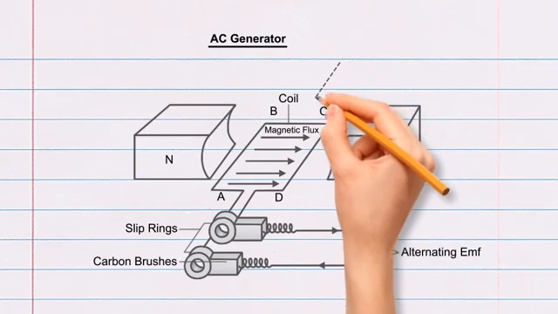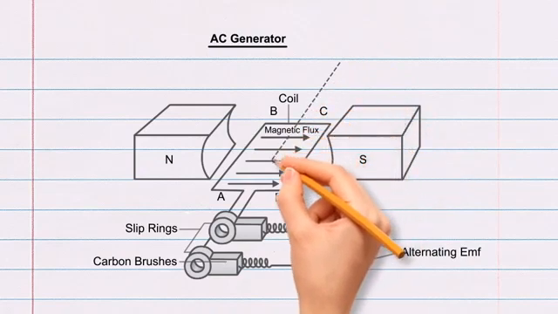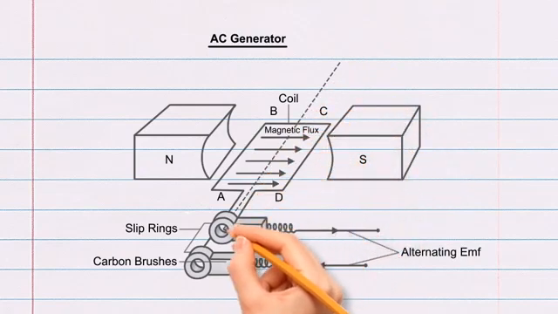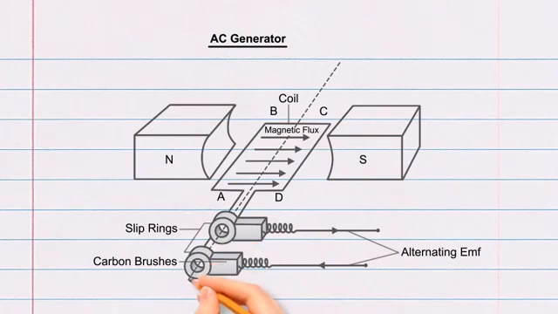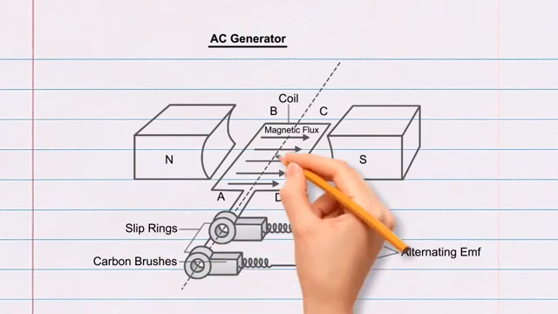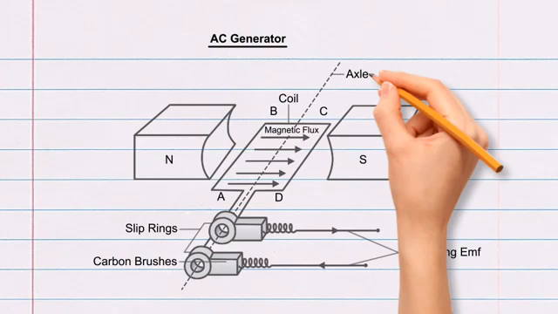Draw a dotted line starting a little beyond the coil, passing through the parallelogram and slip rings. Extend the line after the slip rings. Label the dotted line as axle.